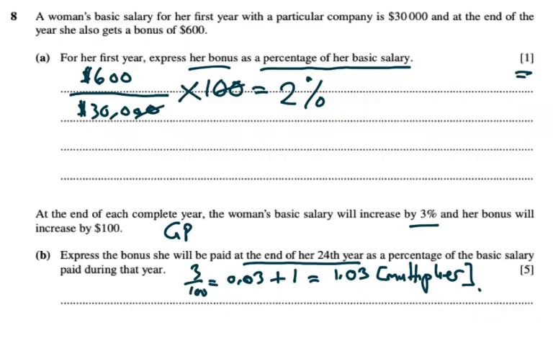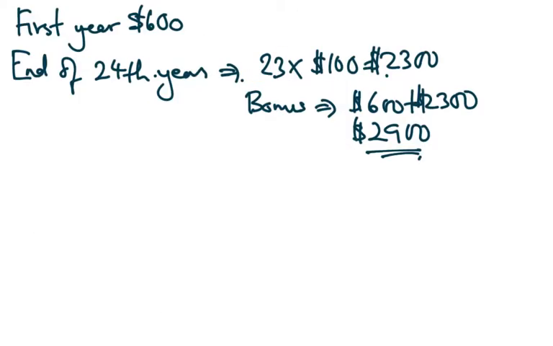Now, express the bonus she will be paid at end of 24th year as a percentage of her basic salary. Let's find out what is her basic salary by end of 24th year. So first year she earns 30,000. That's her basic salary. And after that, how many years has she been working to get to 24th year? She has been working for another 23 years. So use your calculator.